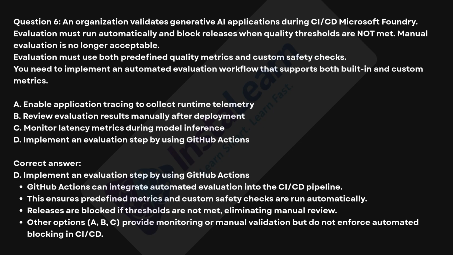Correct answer is D. Implement an evaluation step by using GitHub Actions. Here's why. GitHub Actions can integrate automated evaluation into the CI/CD pipeline. This ensures predefined metrics and custom safety checks are run automatically. Releases are blocked if thresholds are not met, eliminating manual review. Other options, A, B, C, provide monitoring or manual validation but do not enforce automated blocking in CI/CD.